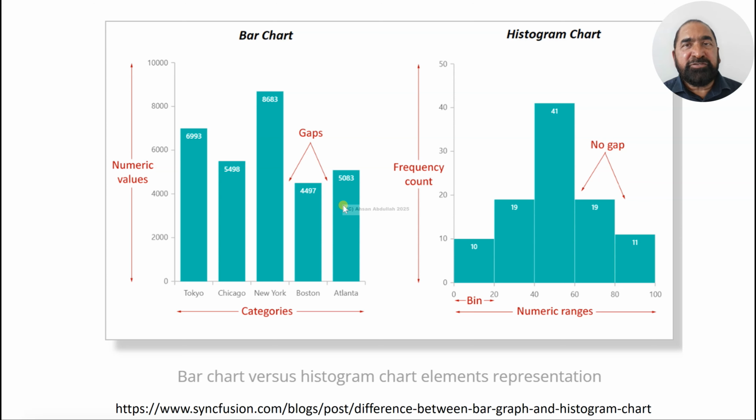The histogram gives a frequency count of how many times a certain thing occurs within a certain range, and that range is the bin. These are numeric ranges, whereas in a bar chart we have categories, so there's a big difference. The x-axis in a bar chart is the category, and the x-axis in a histogram is numeric values. Of course, the y-axis is numeric values.